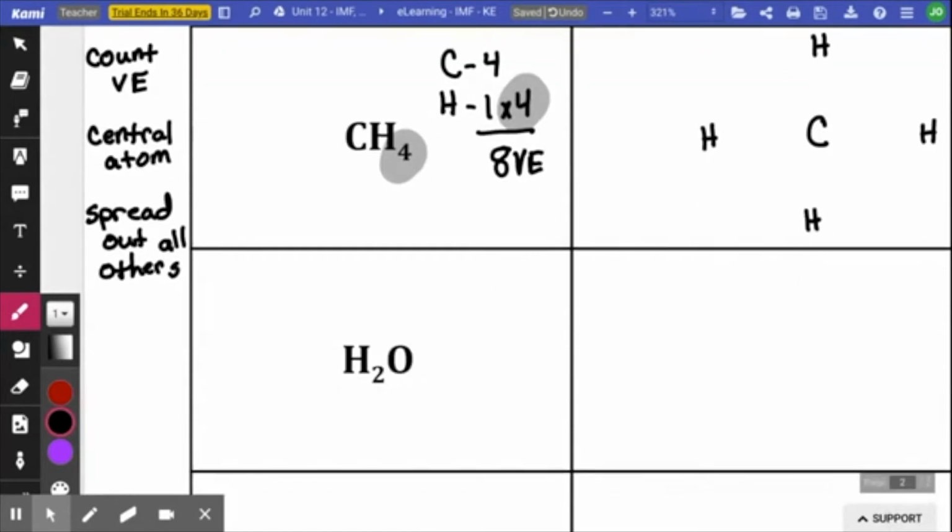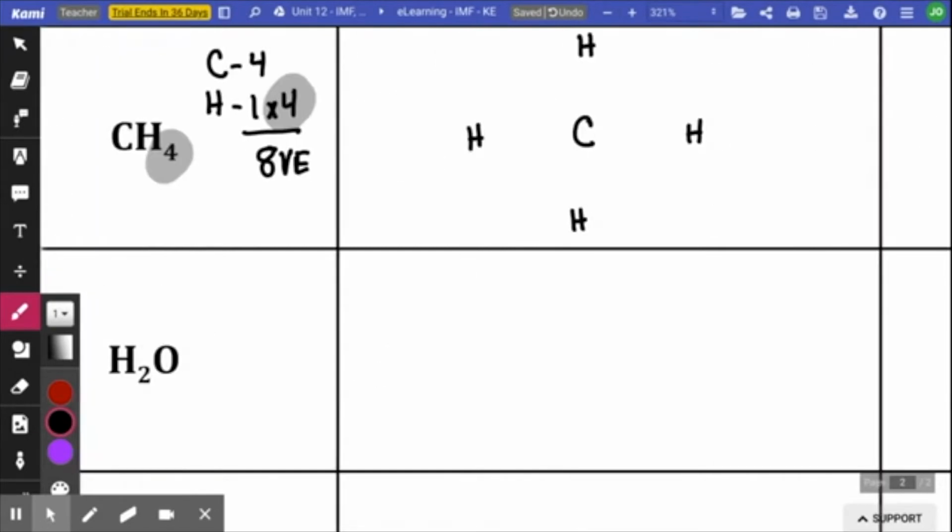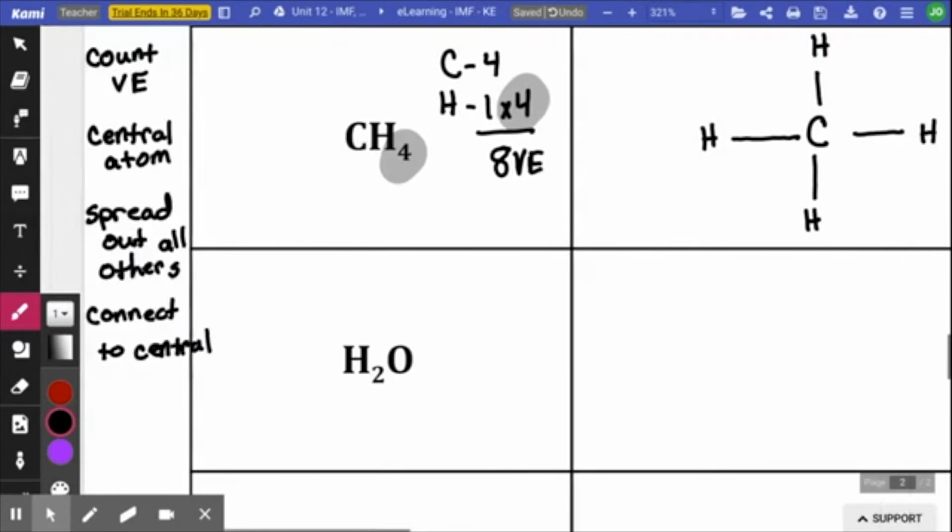After we do that, we connect them to the central atom. I'm just going to put central. So we form that one bond there, and we're going to be figuring out what type of intramolecular force that is in a little bit.